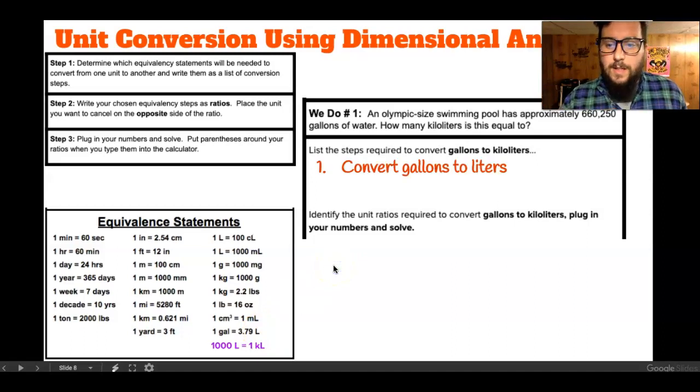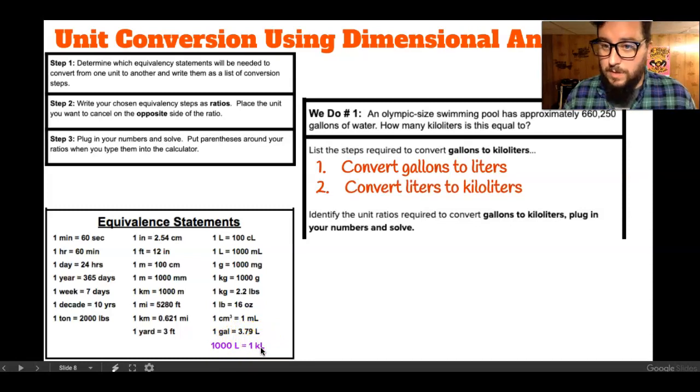So that's our first step. Convert gallons to liters. Now you were missing the second conversion step, so I gave it to you here. Once we find liters, we can convert that to kiloliters. So convert liters to kiloliters is our second step. If you didn't have this, you should have known by now that the prefix kilo means 1,000. So a kiloliter has 1,000 liters, kind of like a kilometer has 1,000 meters, okay? That prefix kilo means 1,000. So now we've done step 1. Now we're going to go on to step 2 and 3.